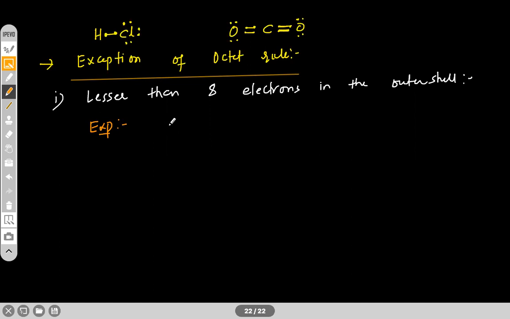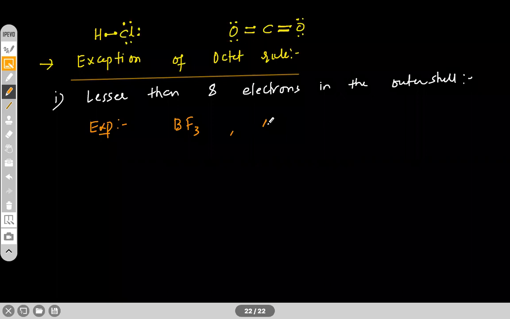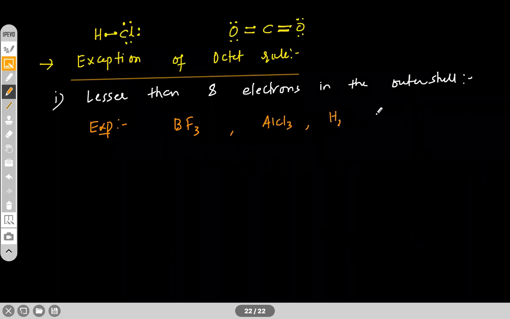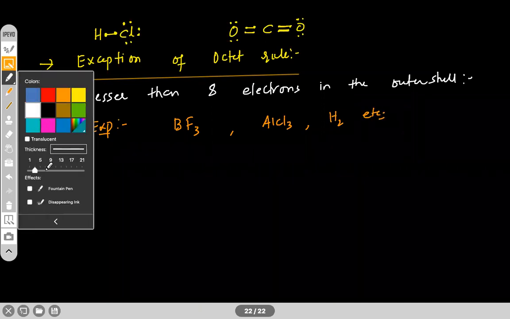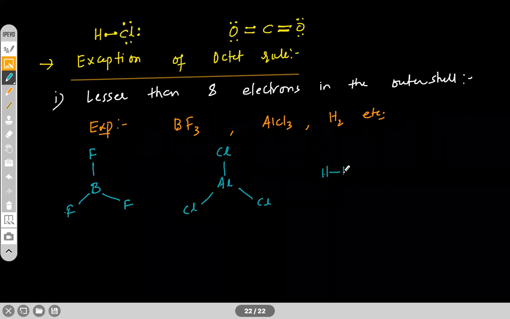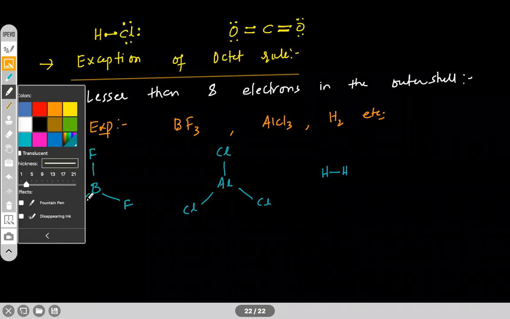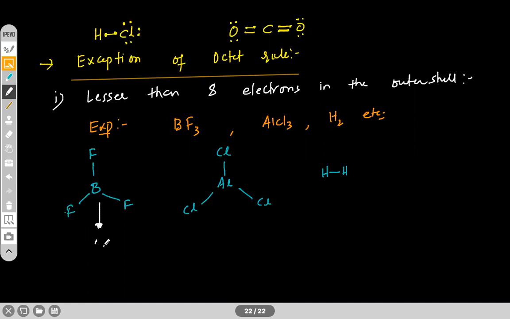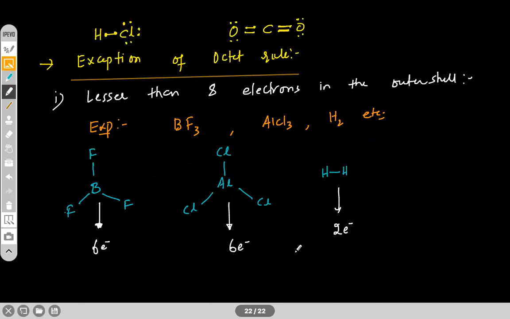For example, you see, we have BF3, we have AlCl3, H2, etc. The BF3 molecule, if you see, the structure of BF3 is this. The structure of AlCl3 is also very much similar. And H2 we know already, a single bond H. All these molecules, you see, the number of electrons for this boron in this compound, we have 6 electrons, 2, 4, and 6. Here it is again 6 electrons, 2, 4, and 6. And here it has 2 electrons. So there are molecules in which the central atom has less than 8 electrons, but still the molecule is stable. Right, so this is the exception of the octet rule.